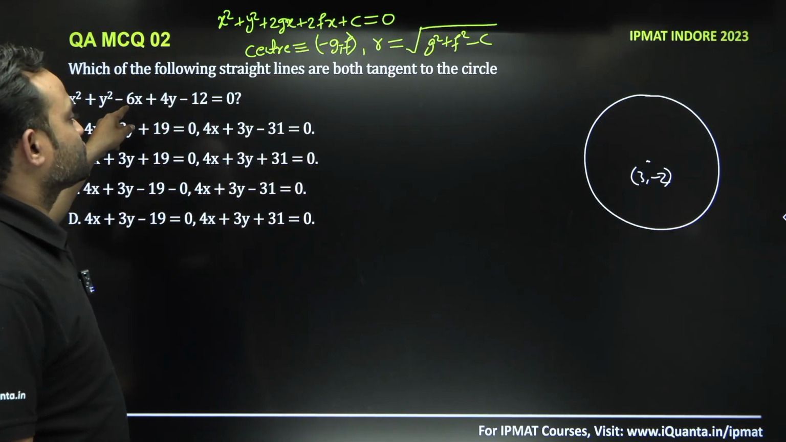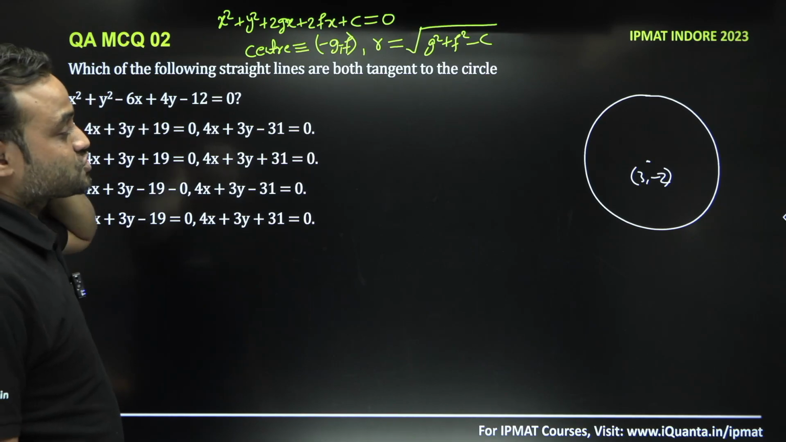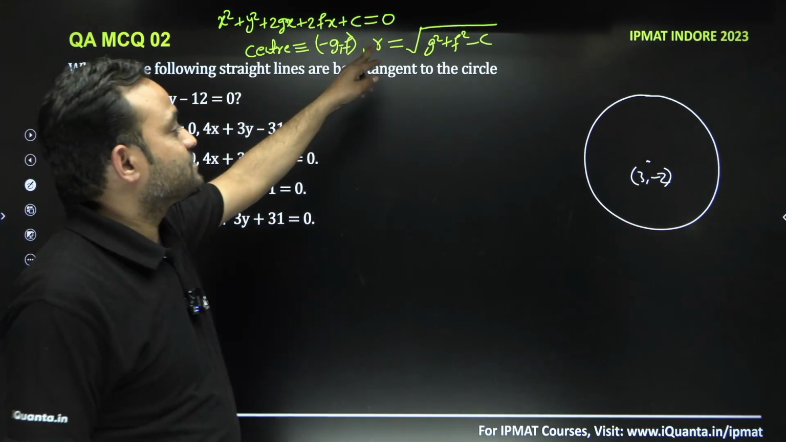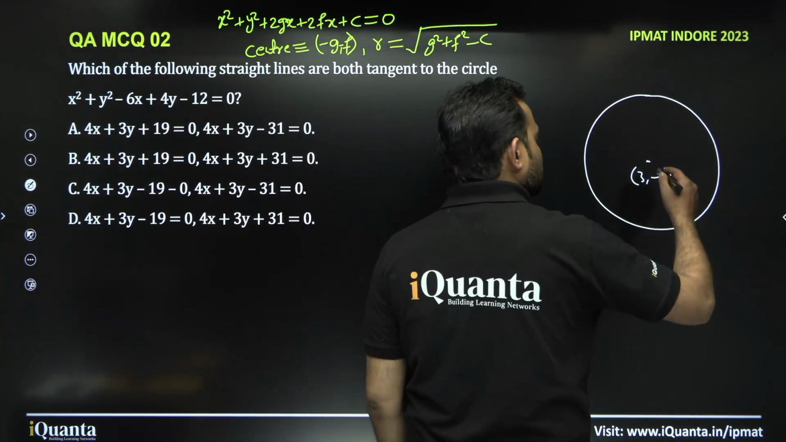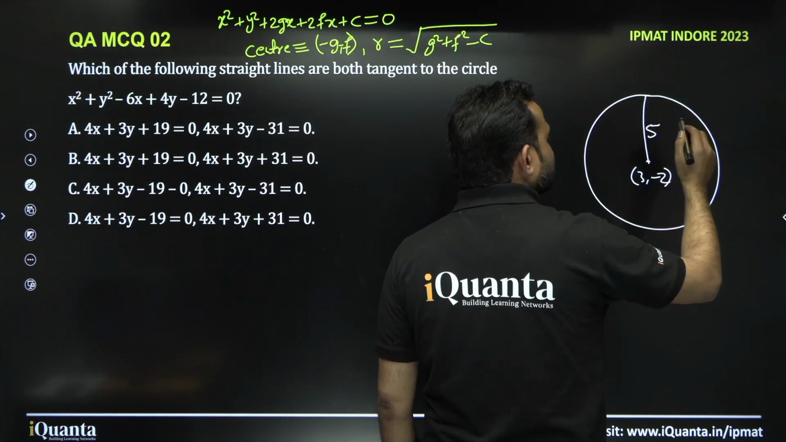So g is 3 and f is minus 2. So 3 square minus 2 minus minus 12, this will become a total square root of 25. So the radius will be 5. This radius is 5.